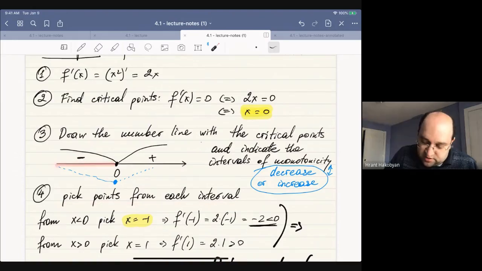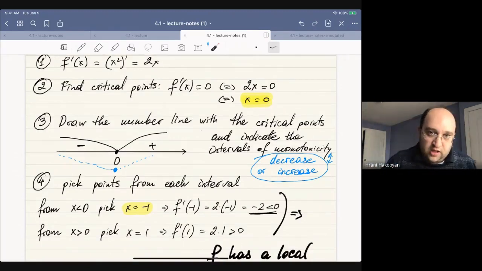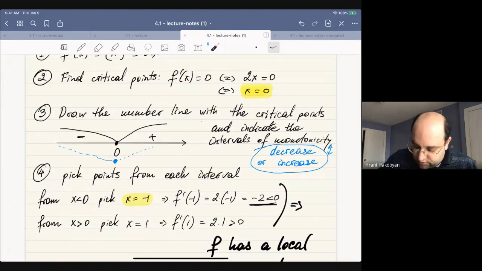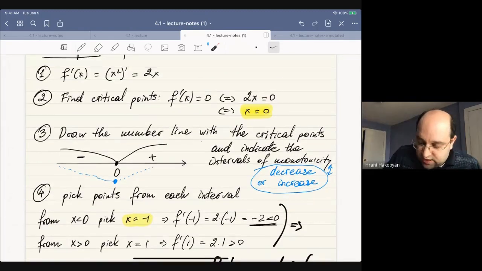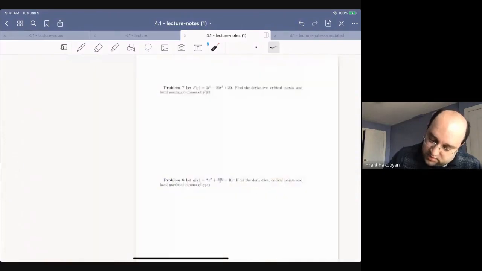From this interval, I just picked the point -1. You can take any other point, it doesn't have to be -1. Just pick something for which it's easy to calculate the derivative. And in this interval, for x greater than 0, I picked x equals 1. In both of these cases, I found the sign of the derivative. After we do that, we have that the derivative around 0 goes from negative to positive. That means at this point I have a local minimum. Okay?